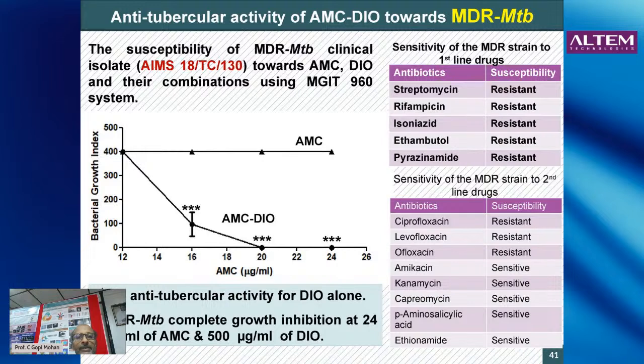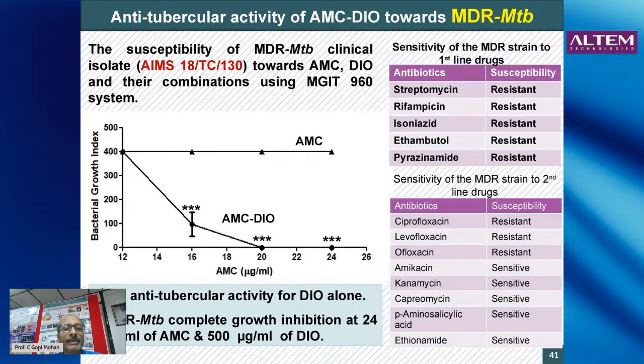In this case, you can see the anti-tubercular activity of AMC with diosmin towards MDR TB, which we also checked, because here we have Amrita Hospital at hand, so many clinical isolates can be tested. We tested using the MGIT tube. Here, when we add diosmin, you can see suppression of the complete growth of the MTB when we add 500 microgram per ml of diosmin to AMC.